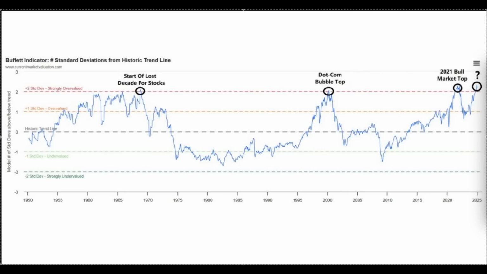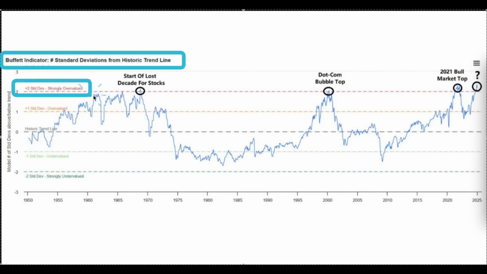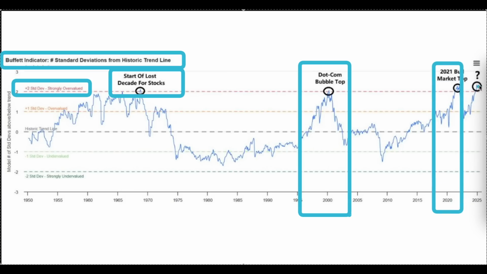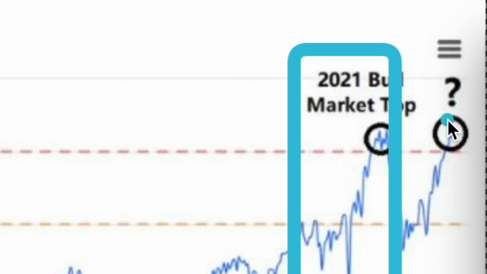But when you look here, this is the Buffett indicator. If you've never seen it, it's been around for decades, probably before I was even born. But when you get to two standard deviations, at some point in time, the market usually finally comes to reality, right? You've seen it back here in the 70s. There's the dot-com. Here's 2021. You can see where we're at now. We zoom in, we're right there again at two standard deviations.